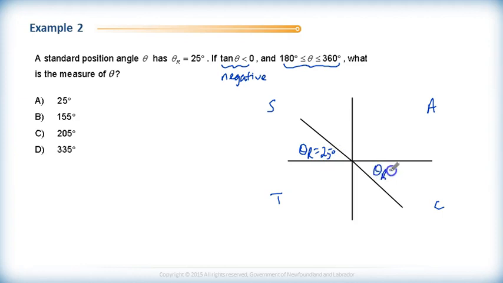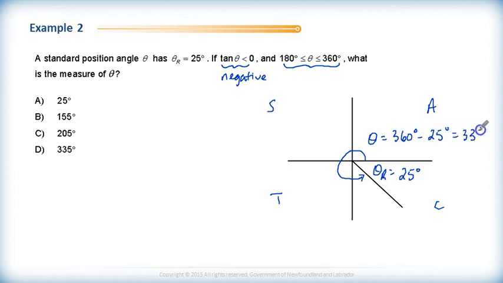But there's a little bit of another catch to this problem. Our angle must be between 180 degrees and 360 degrees. So we cannot be in the second quadrant. Therefore, we eliminate this guy again, take that one out, and we are left with this angle. All we have to do is find its measure. Because it's in the fourth quadrant, the measure of the angle is 360 subtract the reference, which gives us 335 degrees. D is the correct answer.